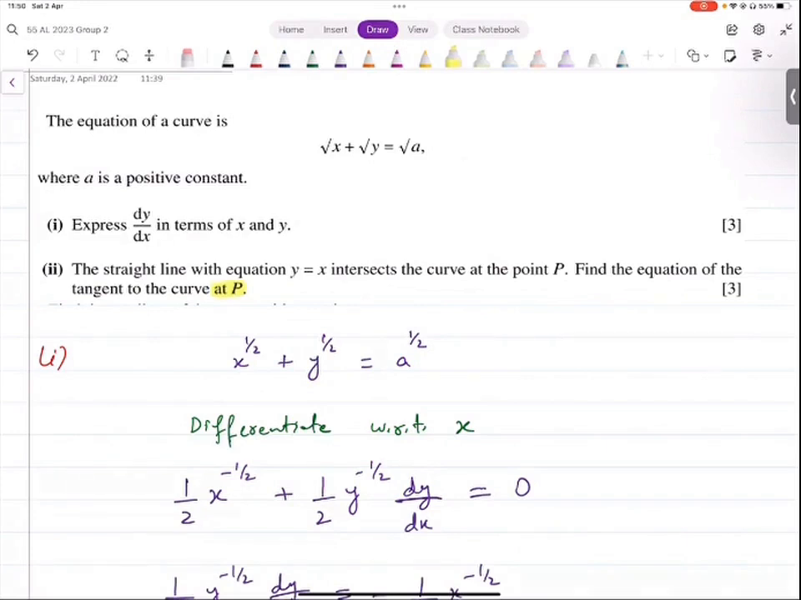P point क्या है? P is the point at which this line intersects this curve. All right. So आप क्या करेंगे सबसे पहले? उसने कहा है y equals x intersects the curve at the point P. तो पहले आपको P find करना है. How are you going to find P? P is the point of intersection of these two graphs. तो इनको simultaneously solve कर लेंगे. आपके पास P point आ जाएगा. Okay, so that's what we start from.